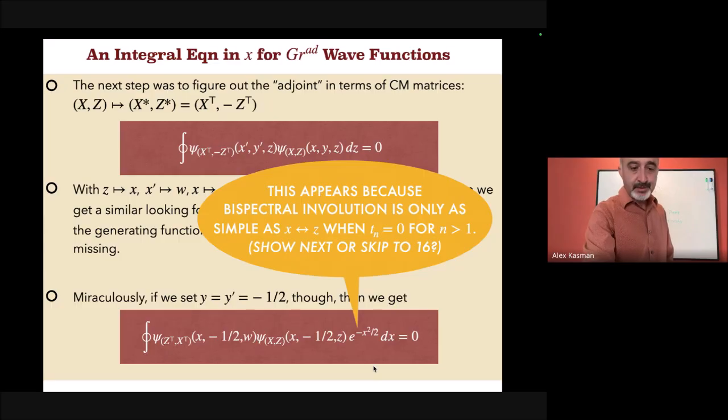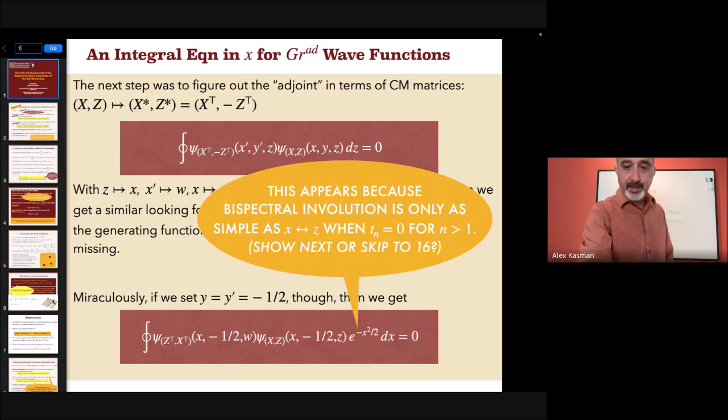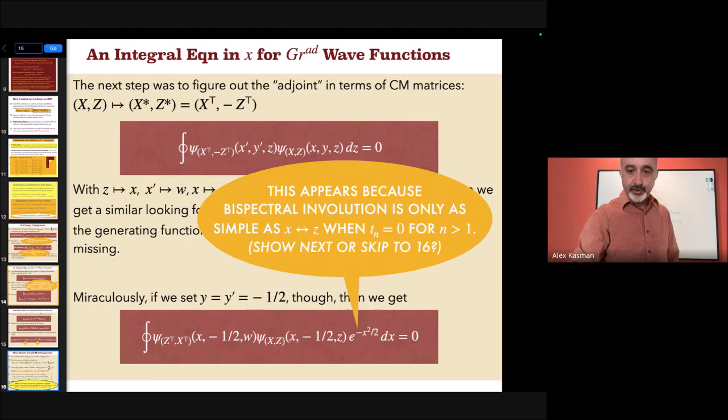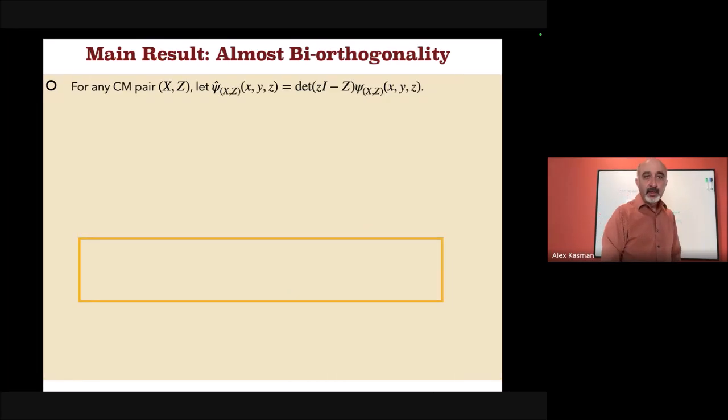That was an indication to me that I was going to be able to connect these two formulas. So I'm going to skip to 16. If there's more time at the end and anybody wants to see this, I can come back and show you how this e to the minus x squared over 2 appears there. Now I can state the main result.